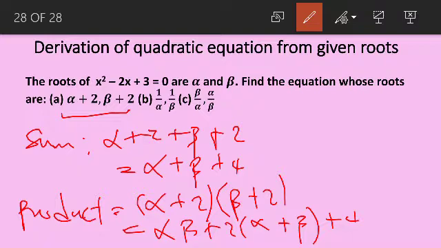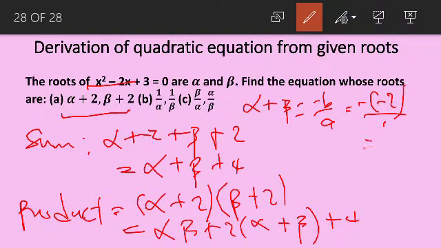But we can find the values for alpha plus beta and alpha beta. Since alpha and beta are the roots of this equation, remember that alpha plus beta, which is the sum of the roots, is minus b over a. That means minus minus 2 over 1, which is equal to 2.